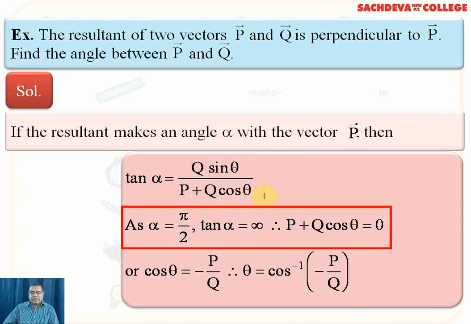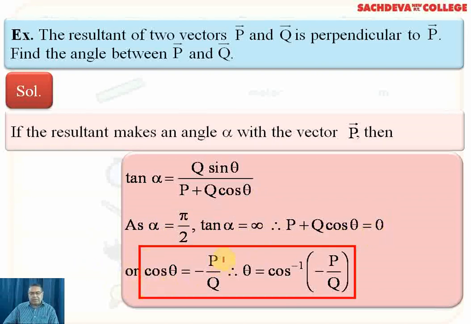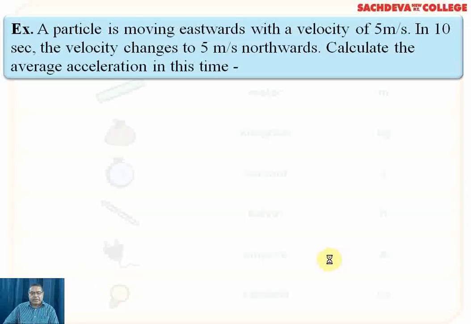Now alpha is given to us in the question as perpendicular, meaning pi by 2, that is 90 degrees. So tan alpha, that is tan 90, will be infinite. So P plus Q cos theta will be 0, or cos theta will be minus P over Q, and theta we can write in the inverse function, that is cos inverse of minus P over Q.